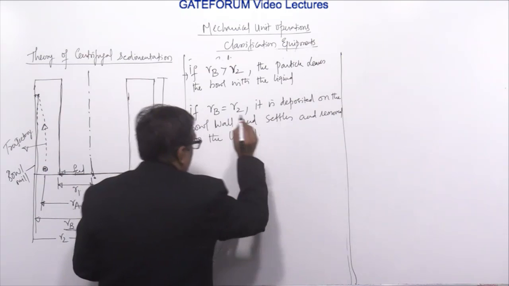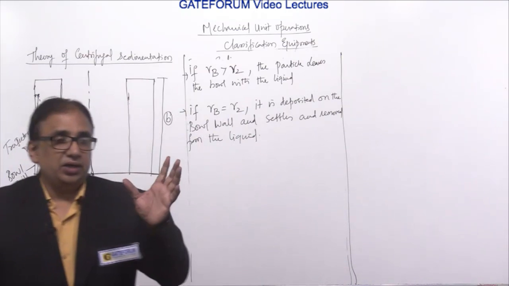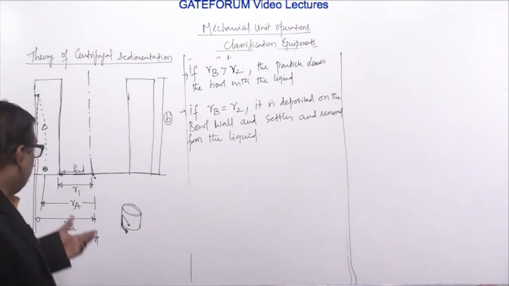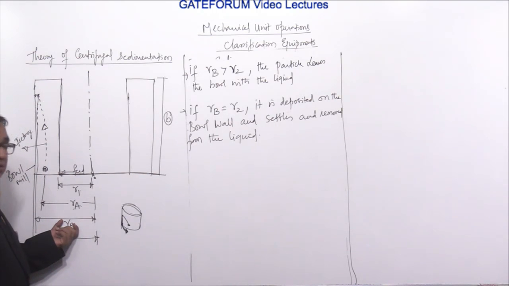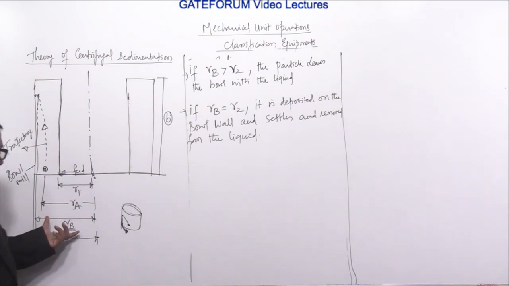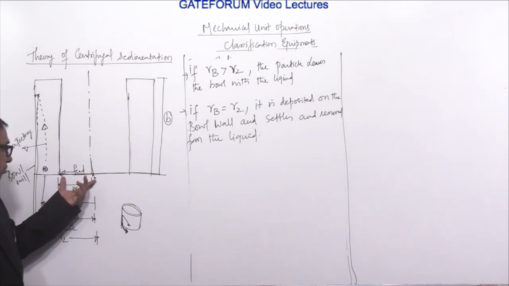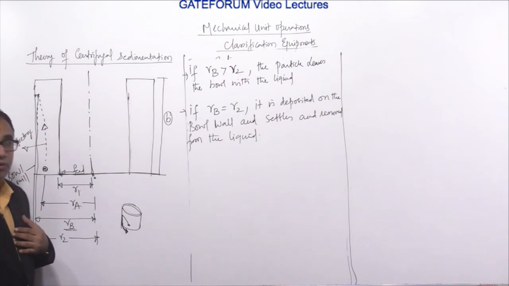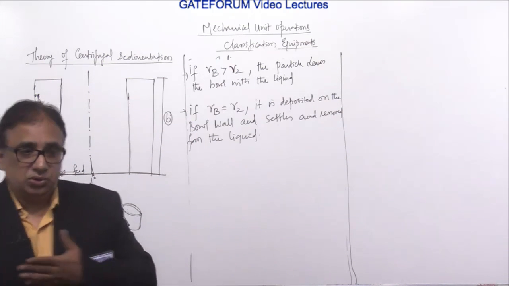That is what I told you: you should rotate the centrifugal sedimentation in such a way that the final distance of the particle from the axis, instead of calling it a radius you can call it a distance, should reach the wall. If it is greater than this, it will leave and go to the overflow. So it should strike the wall.